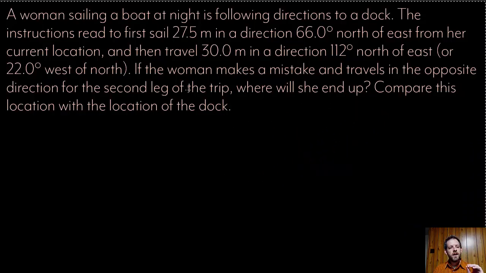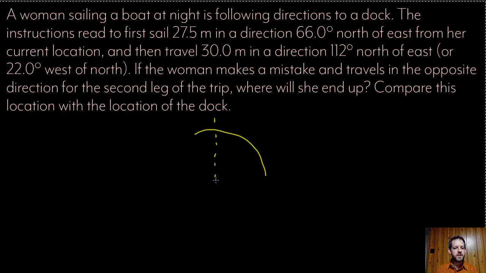Okay, so a woman sailing a boat at night is following directions to a dock. The instructions read to first sail 27.5 meters in a direction 66 degrees north of east from her current location, and then travel 30 meters in a direction 112 degrees north of east, or 22 degrees west of north. So we're going all the way around from 0 degrees past 90 to 112 degrees, which is 22 degrees west of north. That's what we're talking about.